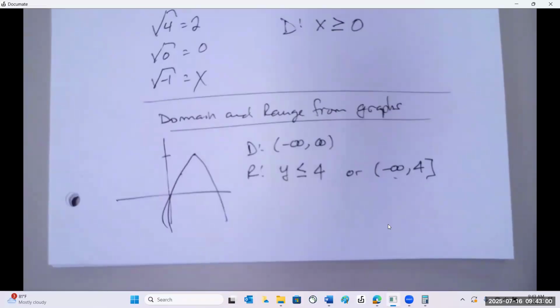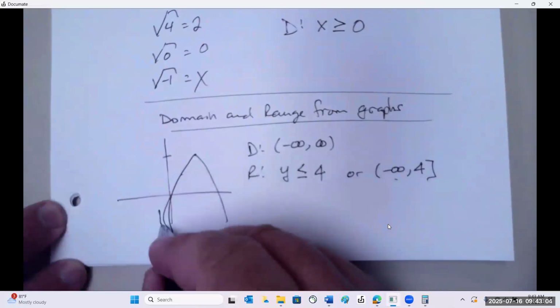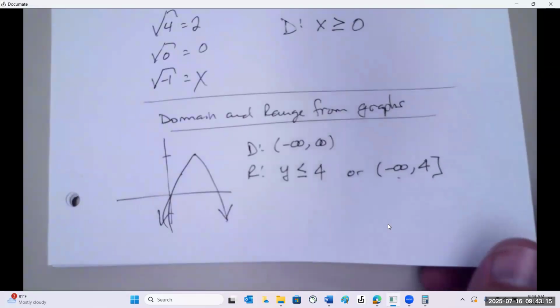So basically, when you look at a graph horizontally for the domain, look where it's going. Where are the ends going? And for the range, look where the y values take you.